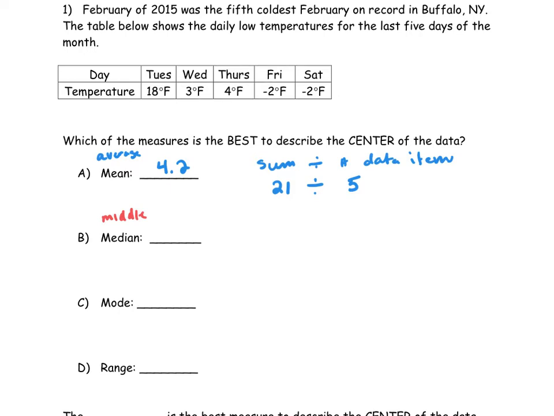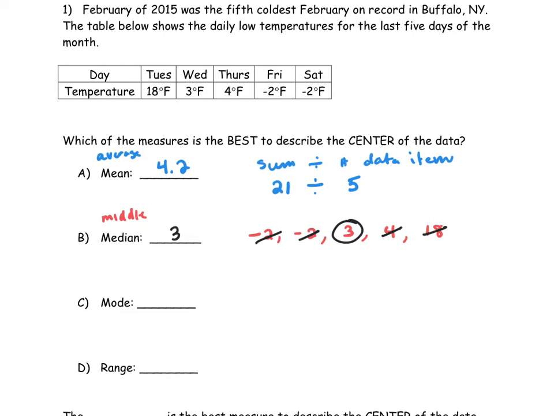So we're going to start with the lowest number, -2. There's another -2, then 3, 4, and 18. So now we have this in order, and we're going to cross off one on the front, one on the back, second one in front and back, and the center of the data. The median is 3.